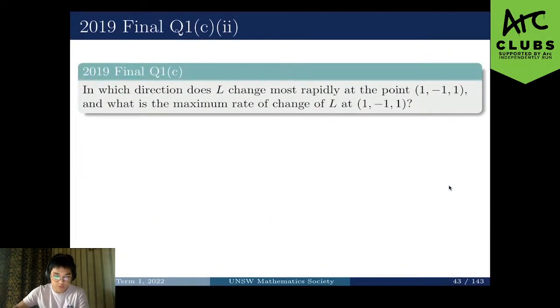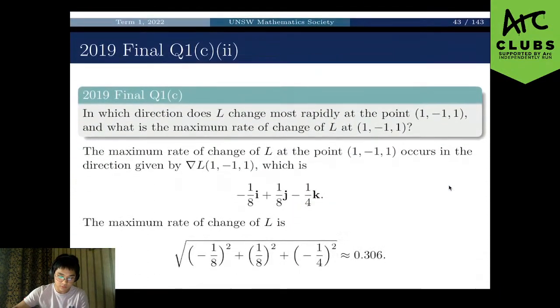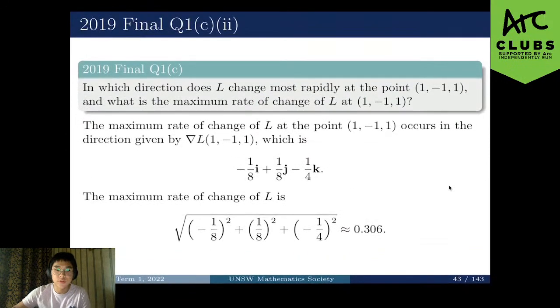In which direction does L change most rapidly at the point, and what is the maximum rate of change? We already know the maximum rate of change happens in the direction of the gradient, which we already found, and the rate of change is just the length of that vector, which comes out to be around 0.306.